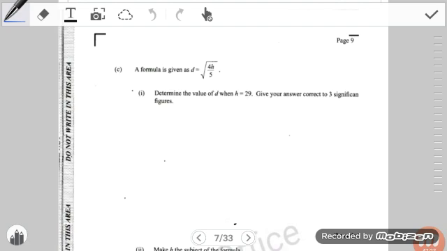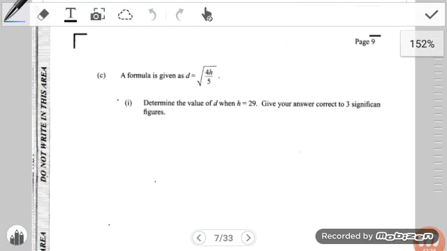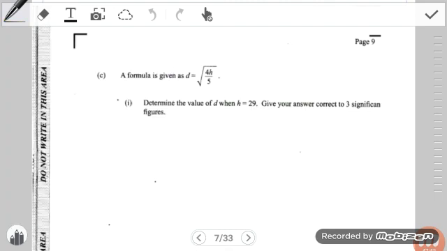All right, so this is just a very basic form of substitution. Please take out your calculators right now because you're going to be needing it. Okay, all right, so we have D is equal to the square root of 4h, but h we're told is 29, so it's 4 times 29 divided by 5. Okay, so let's just extend our root sign a little bit here.